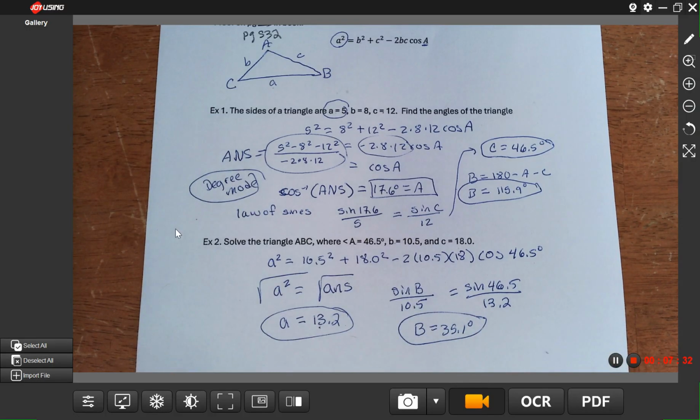All right, we're almost there. We got one more angle. So angle C, you could use law of cosines or law of sines, or we already have the other two angles, so I'm going to take 180 and subtract angle A and subtract angle B, and angle C is 98.4 degrees. And we've solved it.